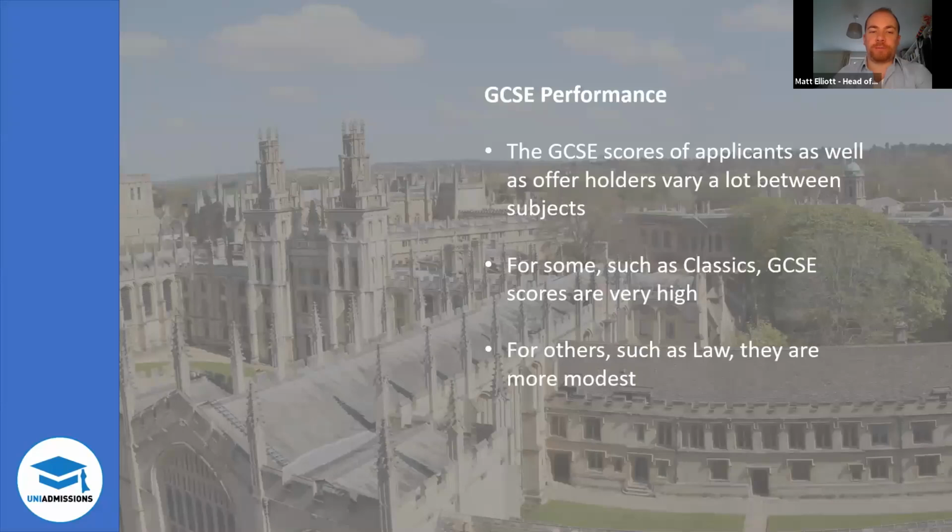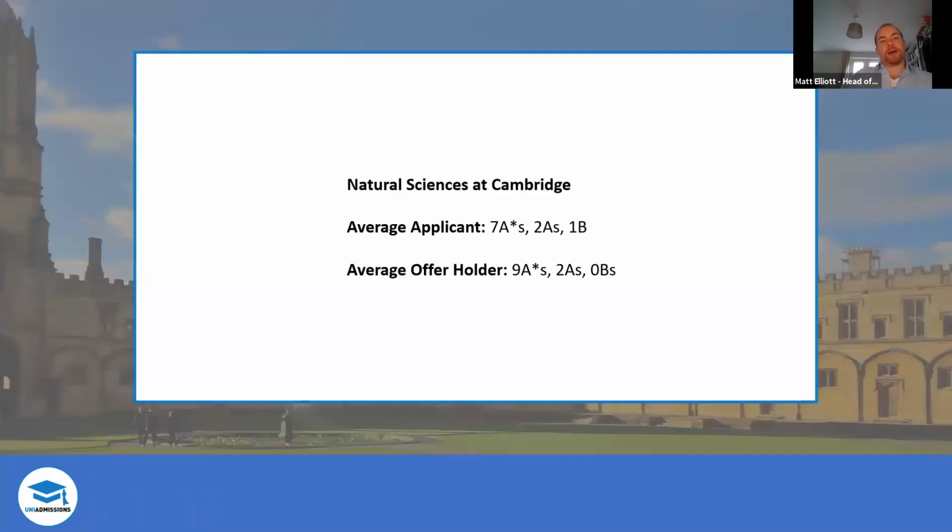So I've pulled out the top 5 most popular subjects at Cambridge, the subjects that get the most applications. For natural sciences, you can see the difference between the average applicant and the average offer holder is roughly the difference between turning a B into an A star, or turning one of those A's into an A star and one of those B's into an A, depending on how you want to look at it, which is a meaningful but not spectacular difference.